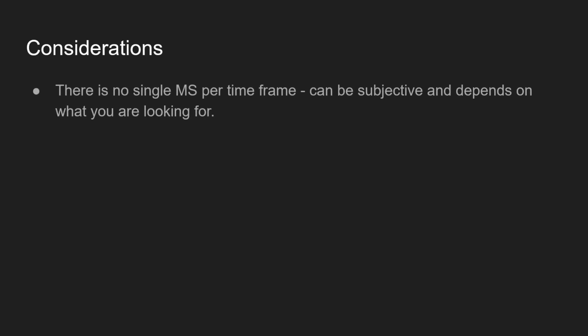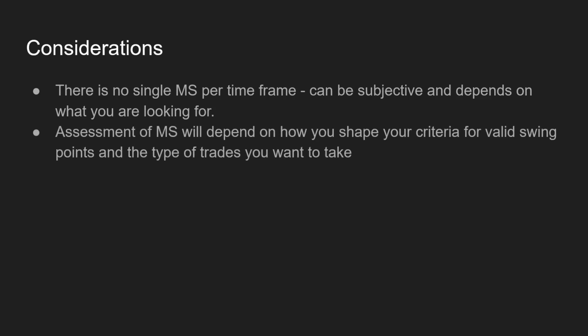Other things to consider. There is no single market structure per time frame. This can be subjective and it really depends on what you're looking for. Remember, all the time frames essentially are analyzing one single asset, but just looking at it through different lenses. For more insight on market structure, and particularly on time frames, be sure to check out our time frame lesson. Now, the assessment of market structures will depend on how you shape your criteria for valid swing points and the types of trades you want to take.